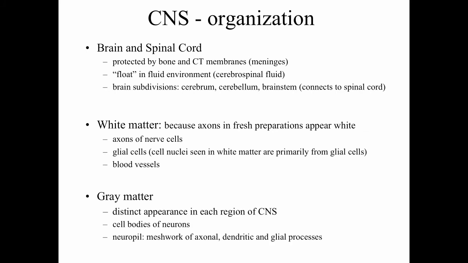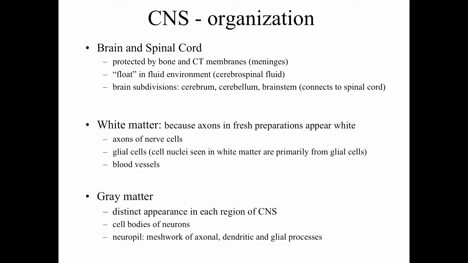And then the gray matter is going to have a distinct appearance within different regions of the central nervous system. The gray matter is going to have the cell bodies of neurons. Then you may catch the nuclei of the individual cell bodies of the neurons. They're of course going to have nuclei of all the other glial cells. And we'll talk about something called neuropile. That's just the meshwork of the axons, dendrites, and glial processes within the gray matter of those cells.